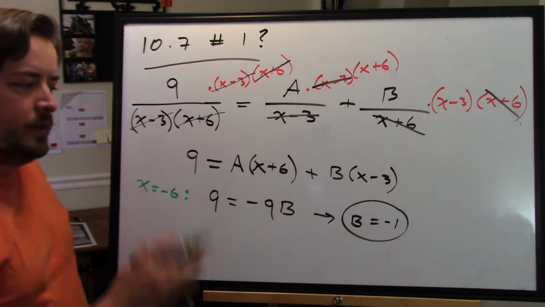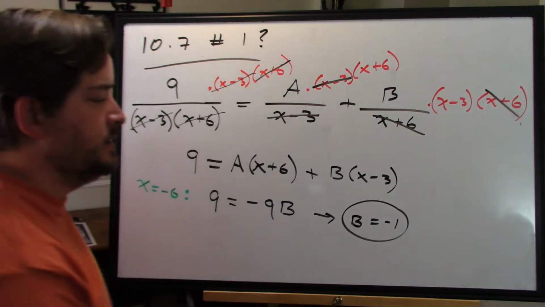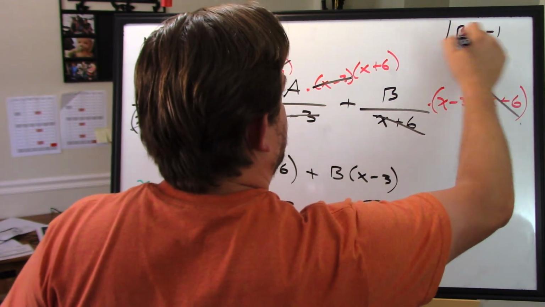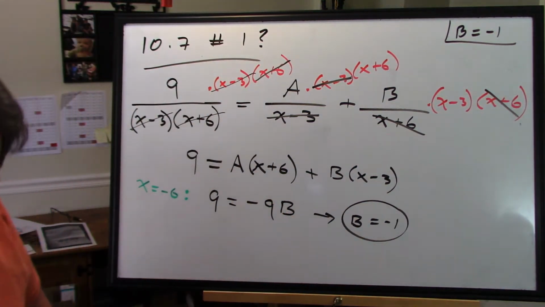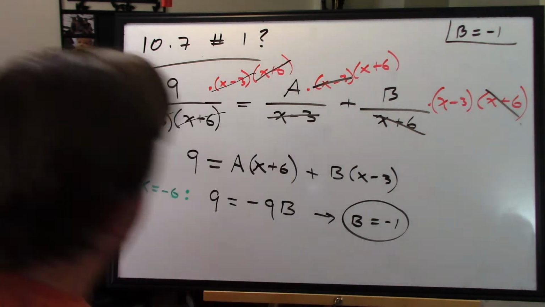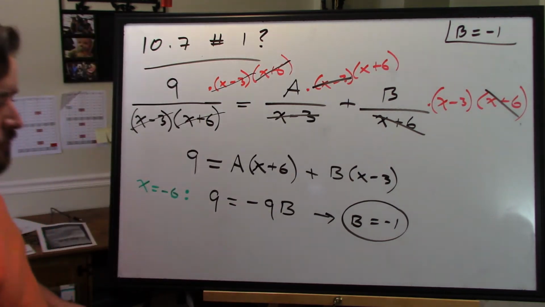Okay. So I'm going to write that up in the corner, and then erase this because I need some more room to figure out what a is. So b is negative 1. Okay. And in fact, you know what, I'm not going to erase anything. I can fit this right here.